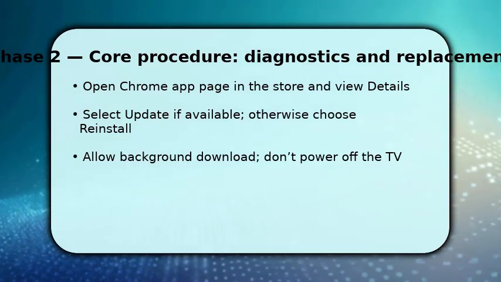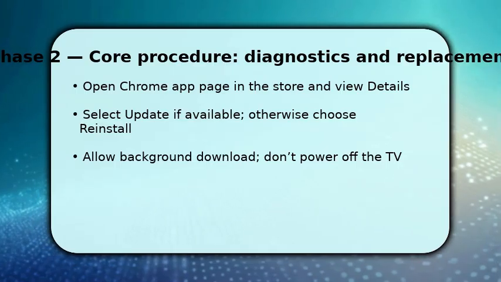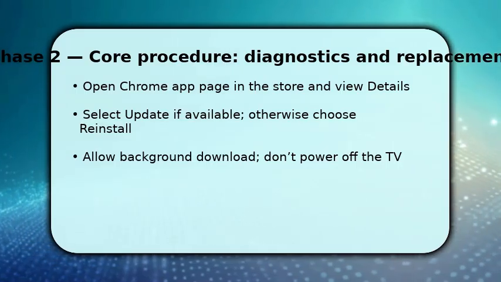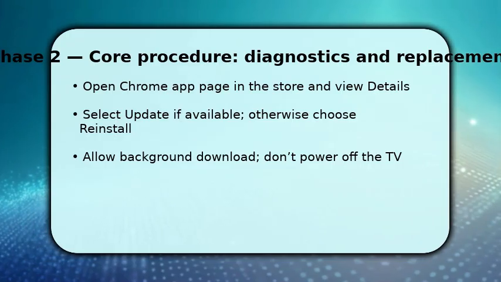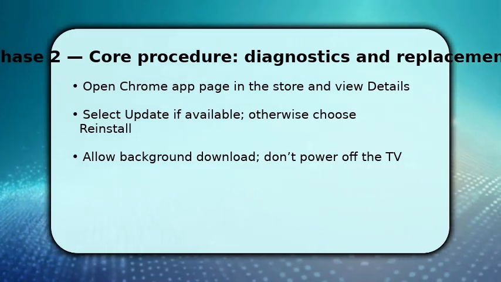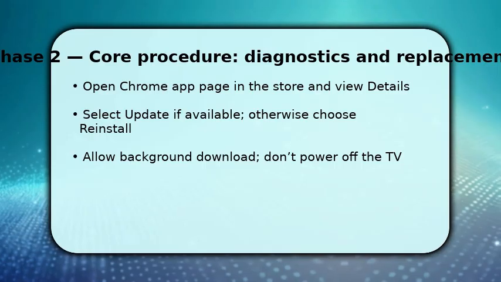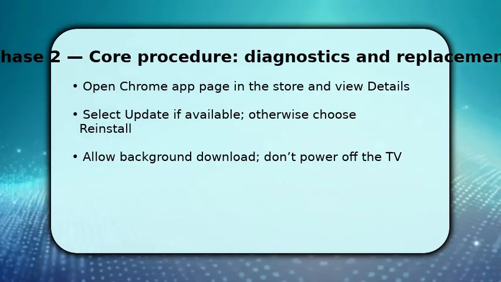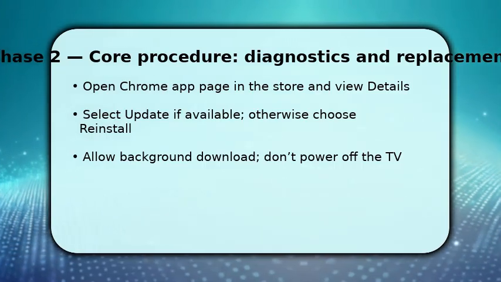The update installs in the background, so keep the TV on. If there's no update but Chrome misbehaves, choose Reinstall to refresh app files. Make sure automatic updates are enabled in store settings so future updates install without manual steps.